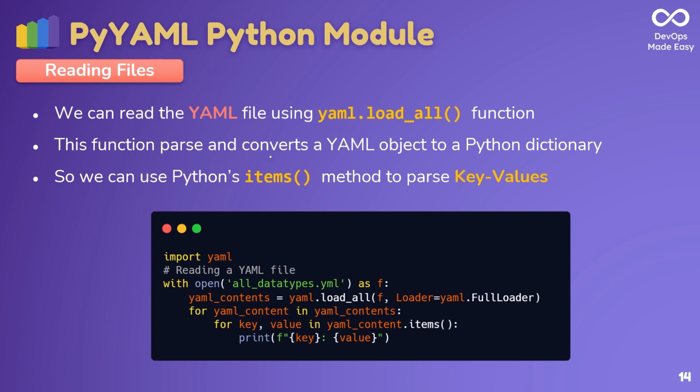This load_all function will parse and convert a YAML object into a Python dictionary. This is again an important thing to remember. Since after reading this YAML object we get a Python dictionary, we can use the items function call to separate key values in your YAML file, because the items function can be called upon a Python dictionary. So once we have a YAML object read as a Python dictionary, we can simply use the items function call to pass the key value pairs.